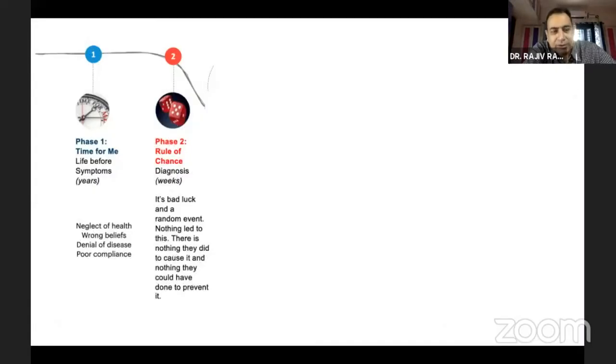So what I spoke about till now was the time before diabetic retinopathy. He has a life before he developed the feature, and that's a time where he has neglect of health, wrong beliefs, denial of the disease, poor compliance, and then usually the diagnosis is by chance because screening is not a very routine process in our country, and he thinks that's bad luck. And again there is a factor of denial; though we tell them it's your diabetes, he immediately says my diabetes is very well controlled.